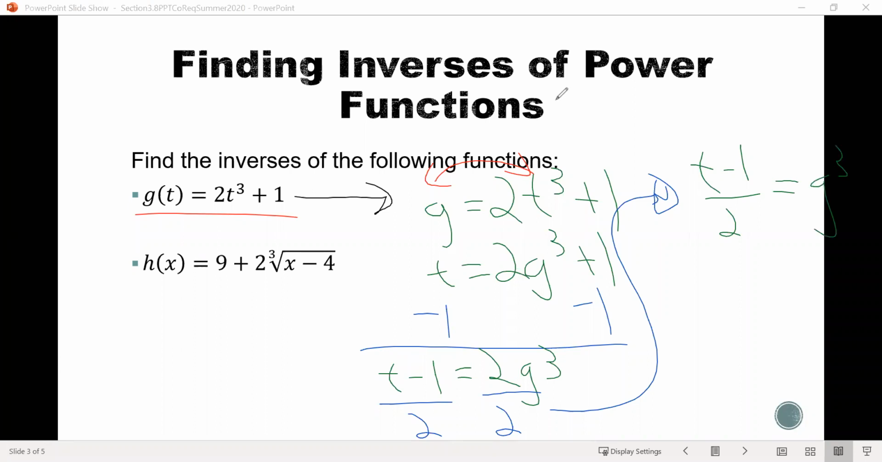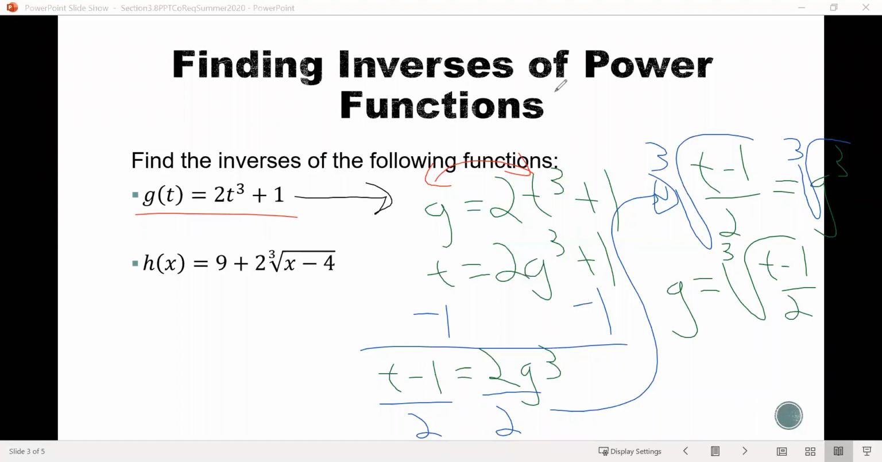equals g cubed. And then to finish isolating the g, we need to do the opposite of the power there. So the opposite of a cubed is a cubed root. And when we do the cubed root on the left-hand side, we need to do it to everything, so that t minus 1 over 2 is under the cubed root. And so what we end up with then is g equals cubed root of t minus 1 over 2.